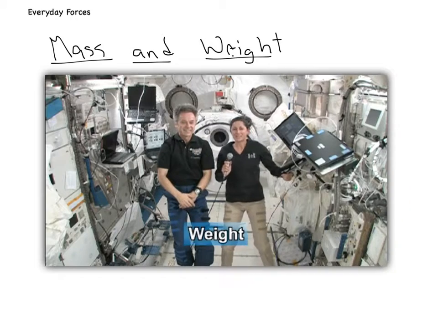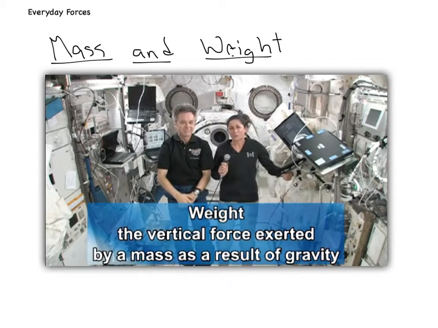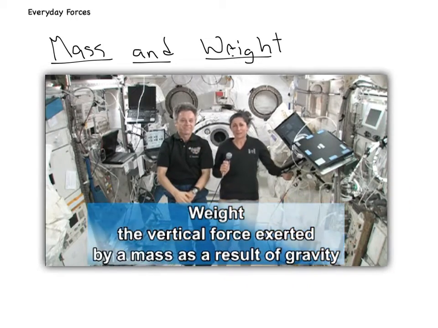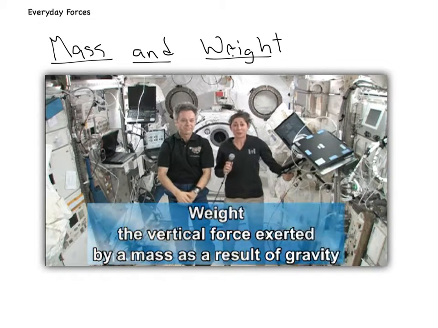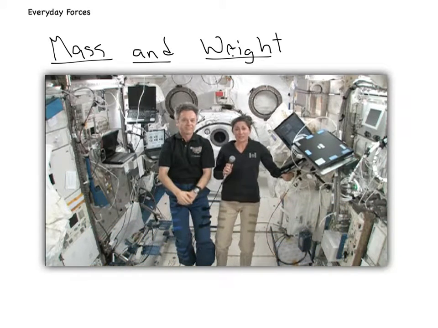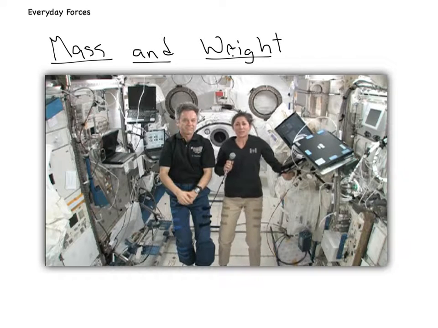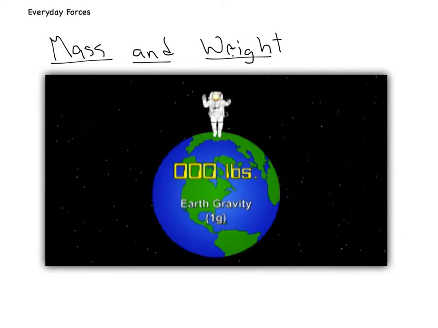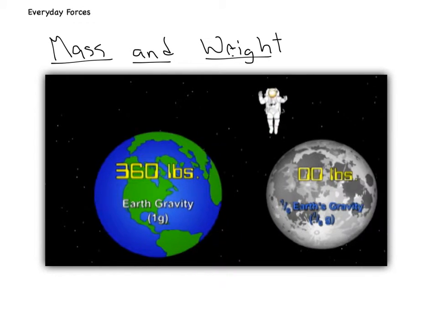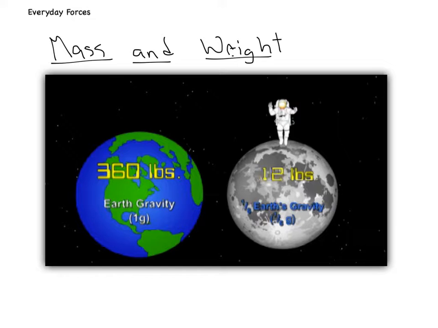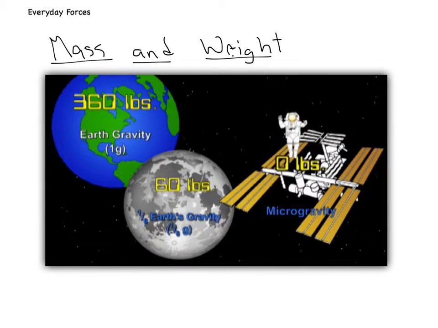So what is weight? Weight is the vertical force exerted by a mass as a result of gravity. Weight also means the strength of the gravitational pull on the object. That is, how heavy is it? Weight is dependent on gravity. On Earth, in a 1G environment, an astronaut in his spacesuit would weigh 360 pounds. On the Moon, in 1/6 Earth's gravity, the astronaut would weigh 60 pounds. In orbit, he would weigh 0 pounds because weight is dependent on gravity and the effect of Earth's gravity is not observed.